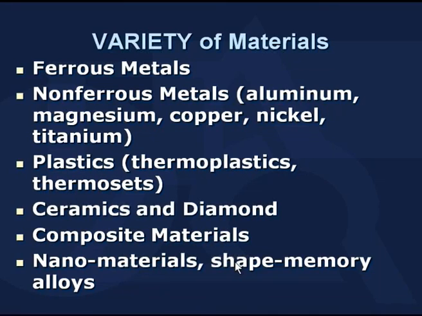Now, these varieties of materials are the ferrous metals and the non-ferrous metals like aluminum, magnesium, copper, nickel. Then we have plastics. We have already seen one module on plastics in which we have seen different types of thermosets and thermoplastics. We have also seen different manufacturing techniques or processing techniques for processing the plastics. Another category of materials are the ceramics and diamond. We have already seen what ceramics are and the various types of ceramics. Then we have composite materials, which we are now discussing in this particular module, and then there are some advanced materials like nanomaterials and shape memory alloys.